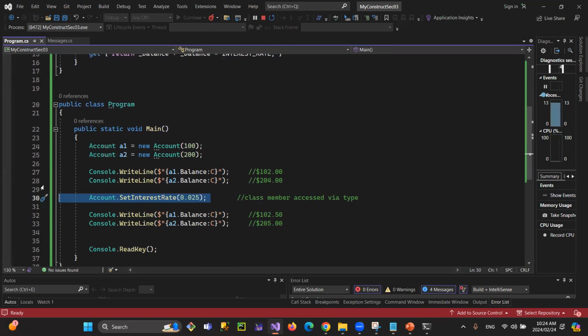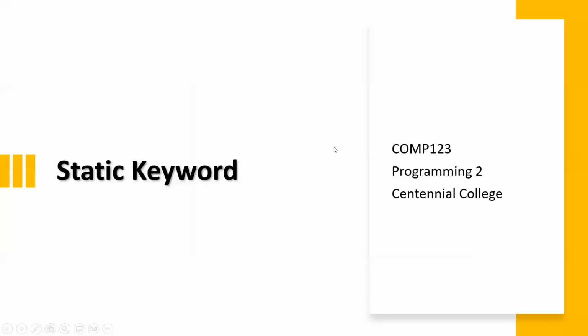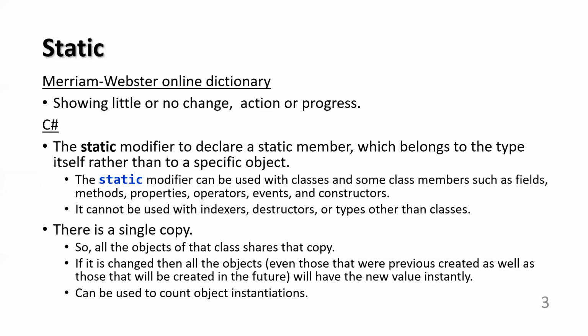Okay, the other thing that I want to tell you about is how we can read the slides in 2 minutes. It says that the definition of static is showing little or no change, action, or progress. So something which is stagnant, stable. The static modifier is used to declare a static member which belongs to the type itself rather than to a specific object.